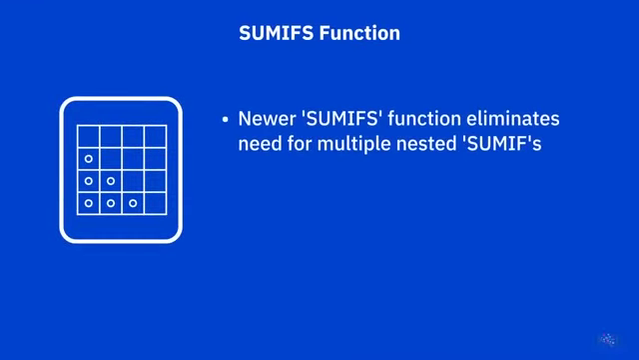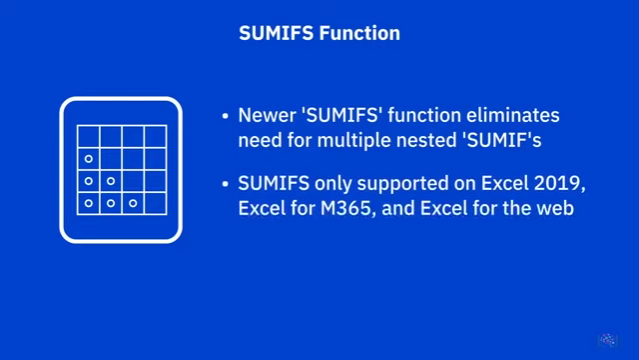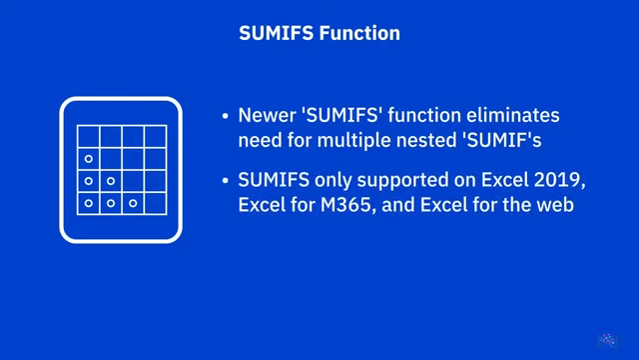There is also a newer function called SUMIFs that you can use to sum cells based on multiple criteria. This removes the need to use multiple SUMIF functions in a long and complex single formula. The SUMIFs function is only supported on Excel 2019, Excel for Microsoft 365, and Excel for the web.